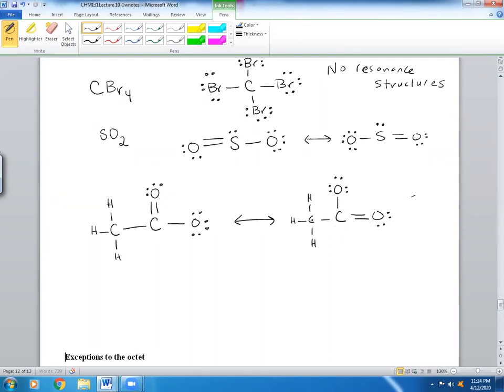So that's resonance for you. Be able to recognize when it's in a molecule, be able to draw multiple ones. And if you're asked, well, what's the correct structure, you would say all of them.